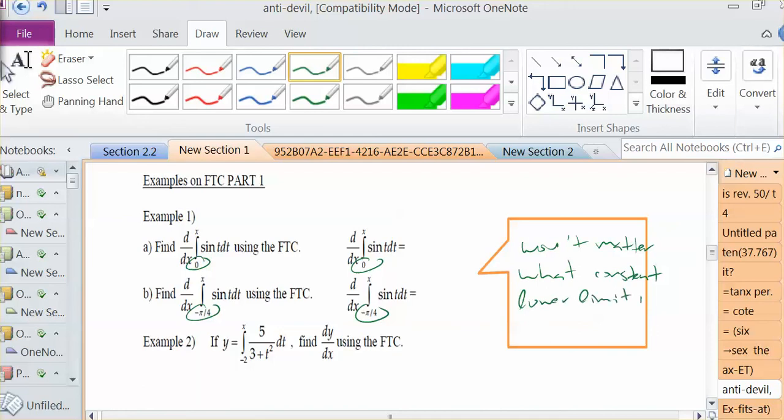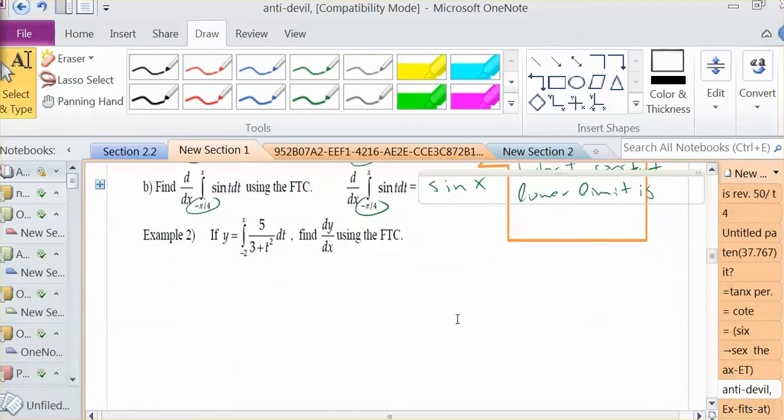It won't matter at all. So in this case, we just get sine x for both of them. As long as everything else fits well with FTC part 1, the constant in the bottom could be anything. So example 2 kind of shows that again.